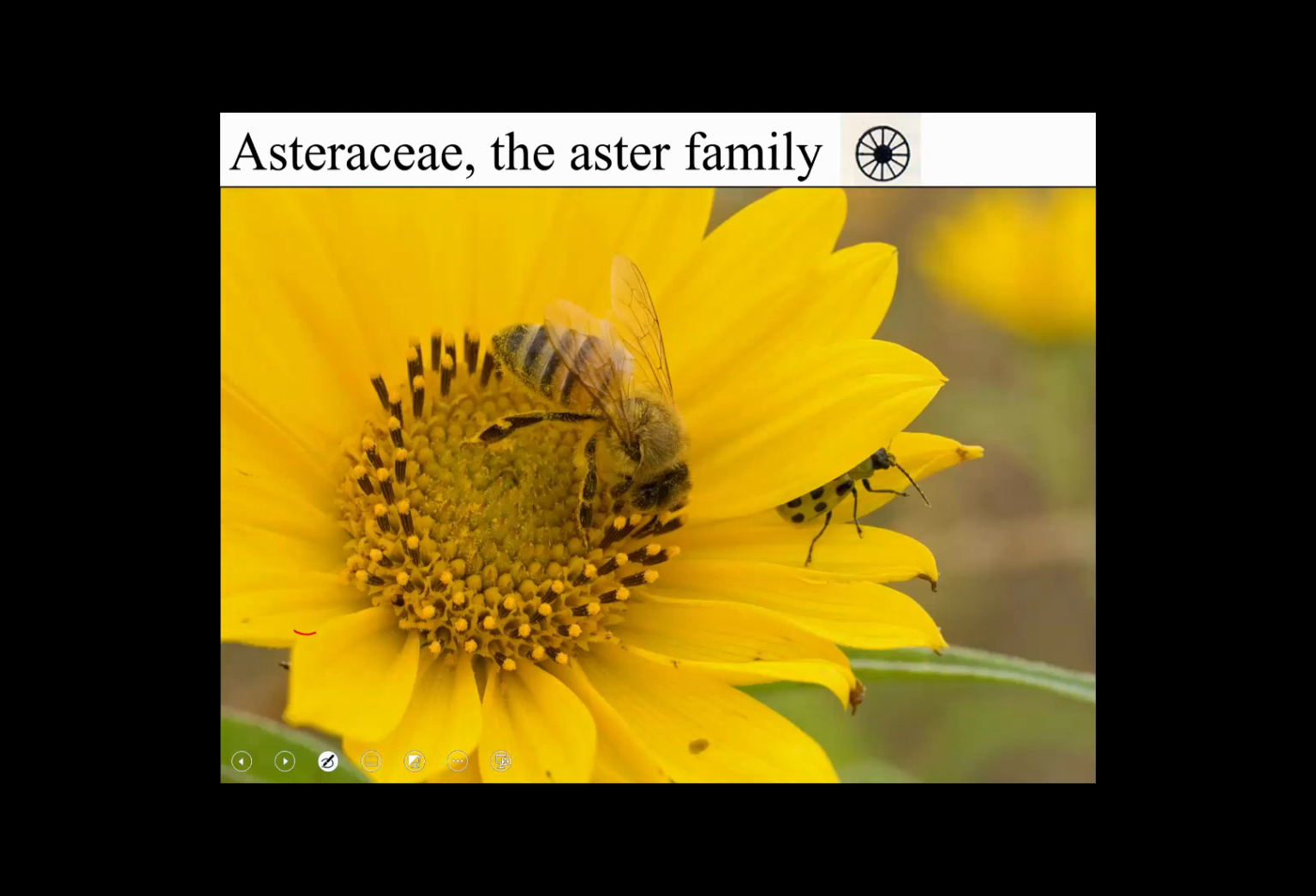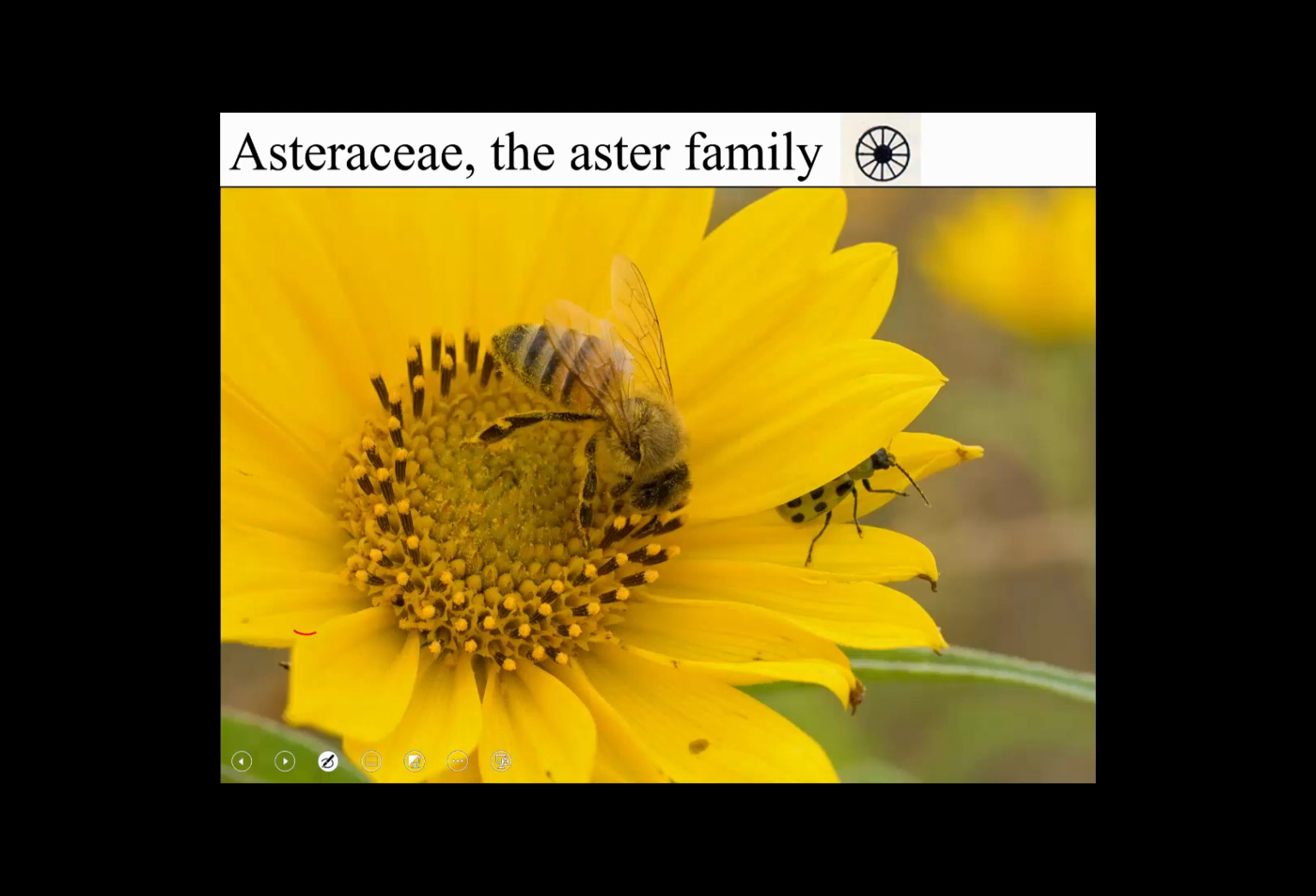Welcome to the Asteraceae. This is the family that I cautioned you against trying to use members of for the flower analysis activity because, well, the flower is a little bit intricate and confusing for beginners. But we're not beginners anymore.